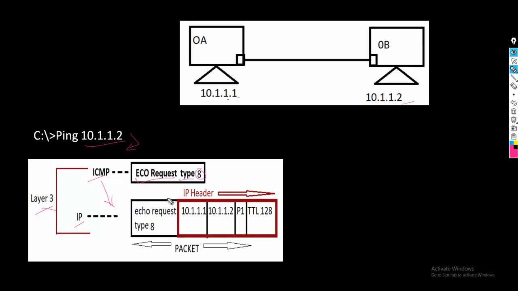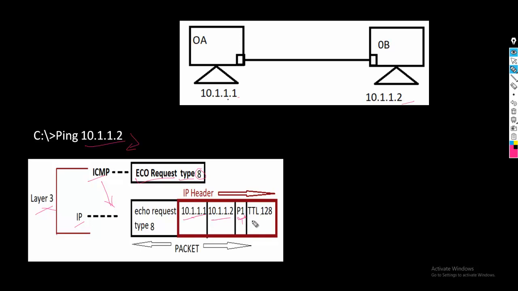Then the IP protocol will add an IP header to the received payload. So the IP header will consist of information of source IP, that is 10.1.1.1, destination IP, that is 10.1.1.2, along with the protocol field value of ICMP, because ICMP handed over this echo request message to the IP protocol. The protocol number of ICMP is 1. That is the reason we'll be adding the protocol field value as 1.